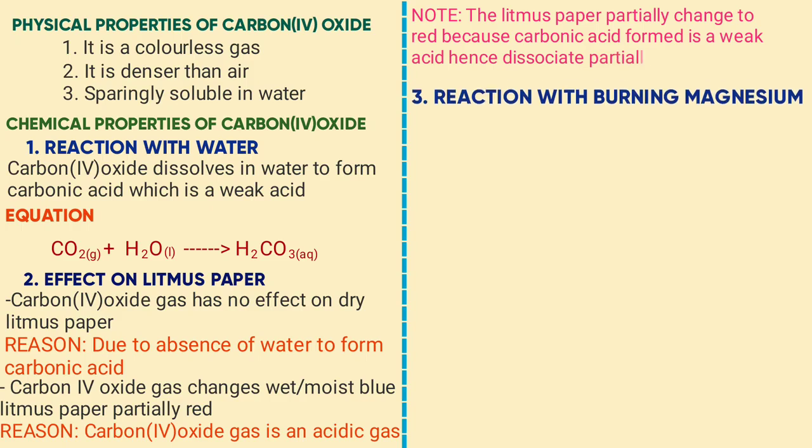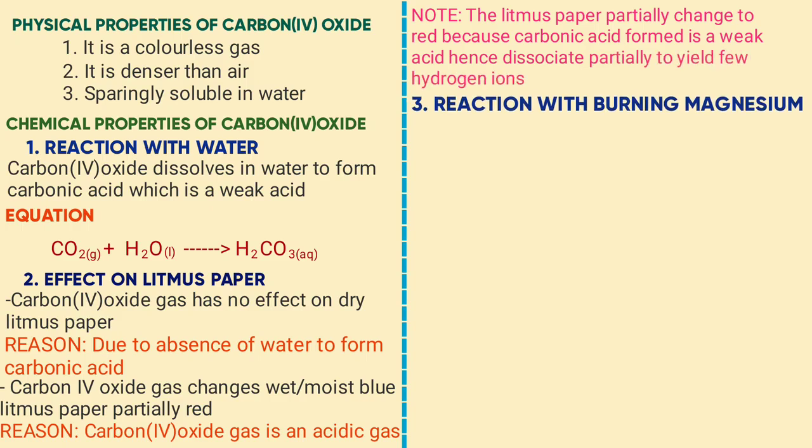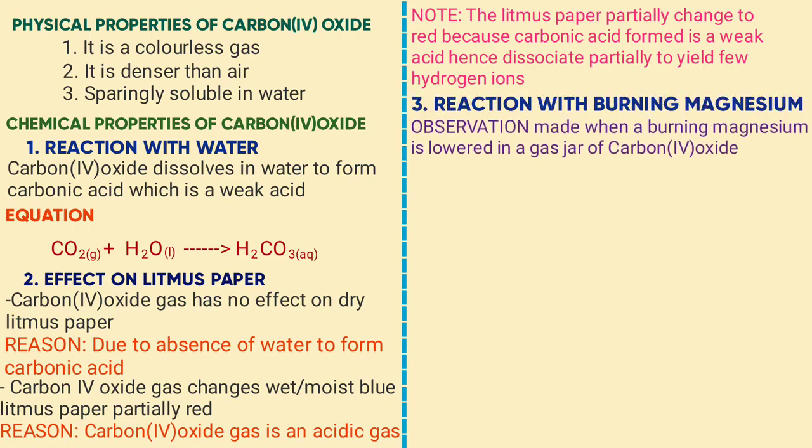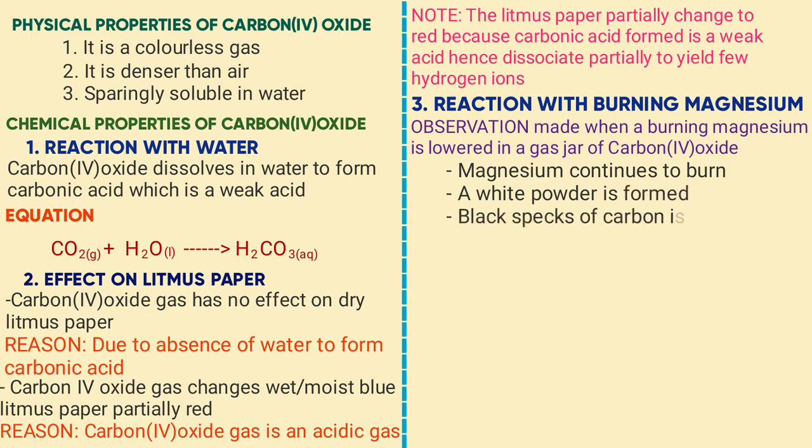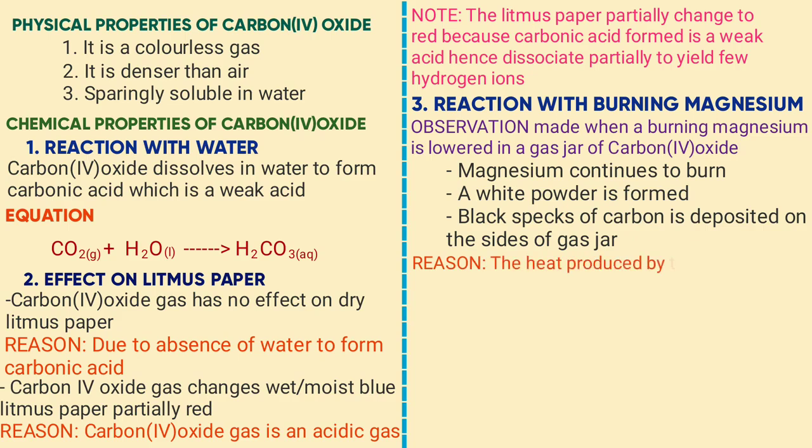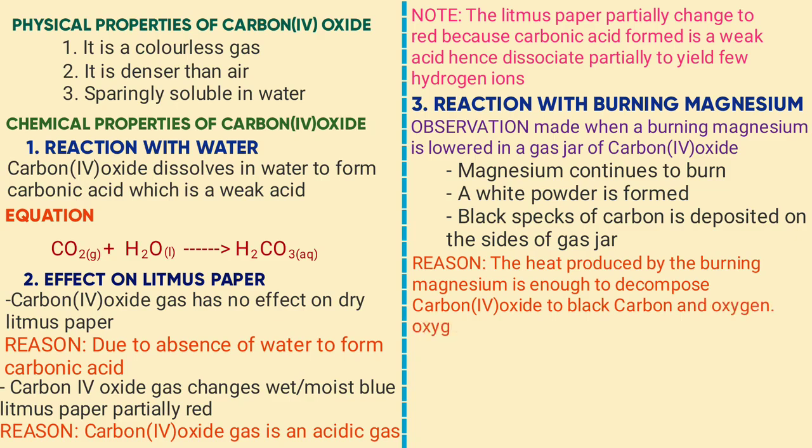Now, 3 is reaction with a burning magnesium. Now, observations made when a burning magnesium is lowered in a gas jar of carbon dioxide include: 1. Magnesium continues to burn. 2. A white powder is formed. 3. Black specks of carbon are deposited on the sides of the gas jar. Reason is the heat produced by the burning magnesium is enough to decompose carbon dioxide to black carbon and oxygen gas. Oxygen gas produced supports burning of magnesium to form magnesium oxide, which is a white powder.